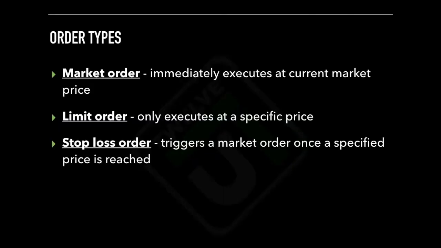Now, the stop loss order is an order that triggers a market order once a specific price is reached. So this type of order is commonly used to limit the amount of money that you may lose on a losing position. So when you go to place this type of order, you specify the number of shares, you select the stop loss order as the type, and then you select the price at which you want to sell the position if the price reaches it.